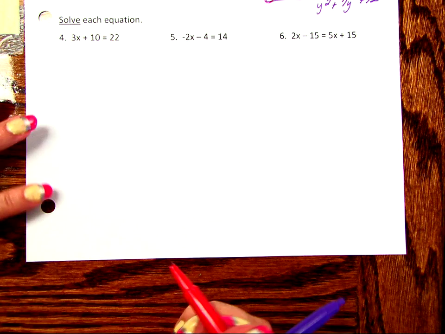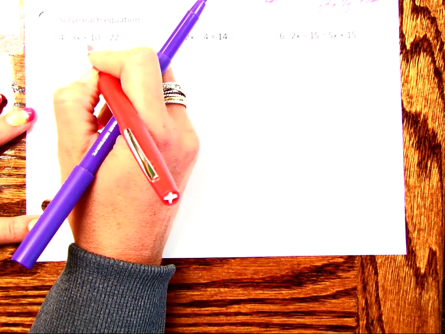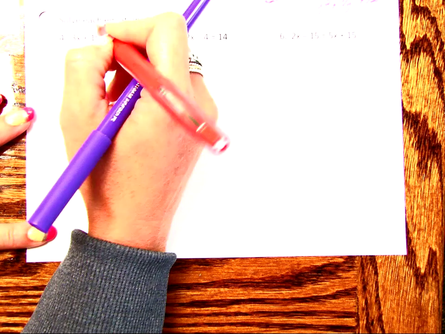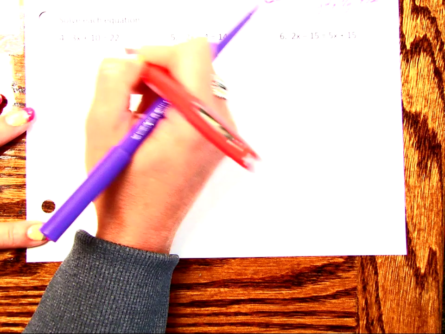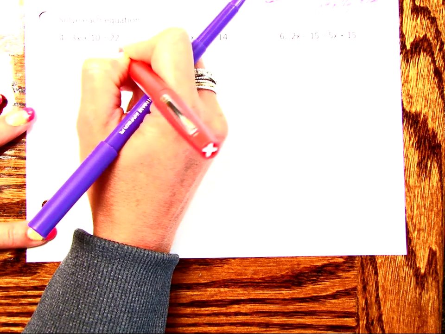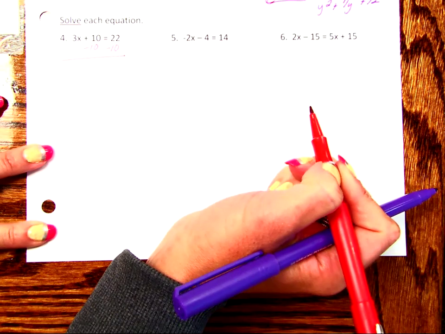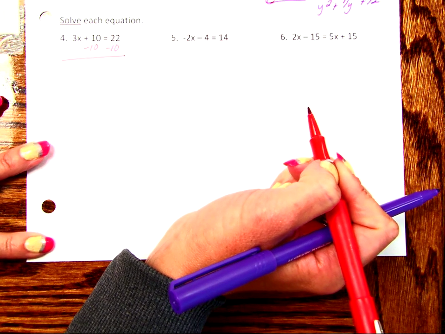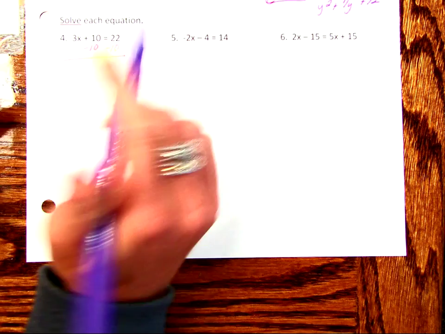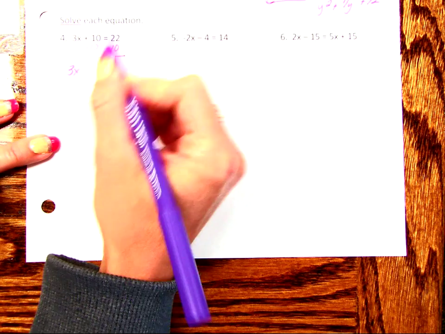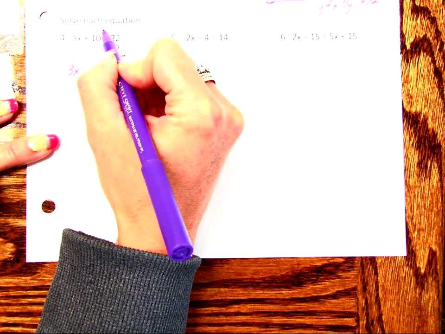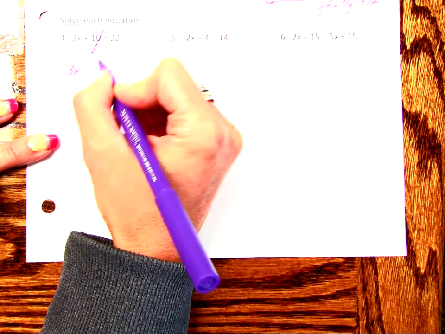So the first thing that I'm going to do is get rid of this plus 10. Well, the opposite of adding 10 is subtracting 10, right? What you do to one side of the equation, you have to do to the other. And so I'm going to set it up. I'm going to keep things lined up. My 3x is going to stay the same. Plus 10 and minus 10, well, we know that that's going to equal 0.